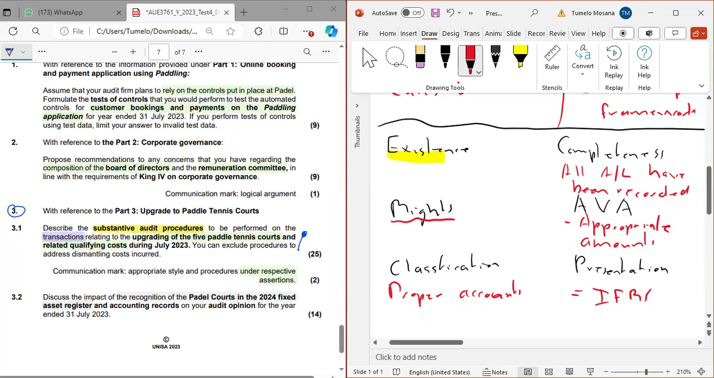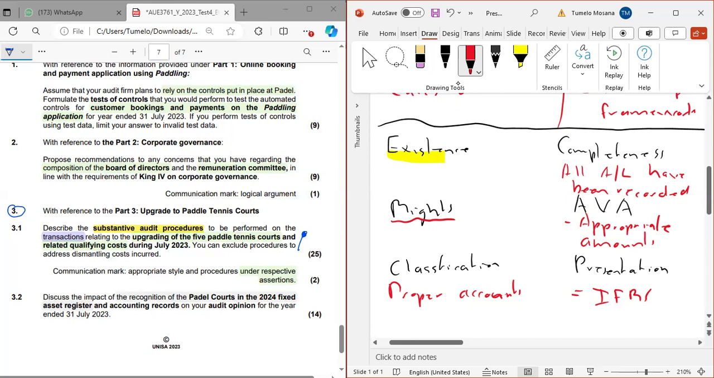But now, with reference to this question, we are dealing with assets, investment cycle. We need to check whether the upgrading of the pedal tennis court and its qualifying costs were done correctly, right? Or everything is faithfully represented. So now, we are not limited to any assertion, right? So you would get a communication mark for listing everything in its applicable assertion.